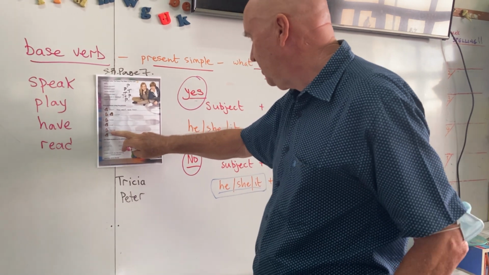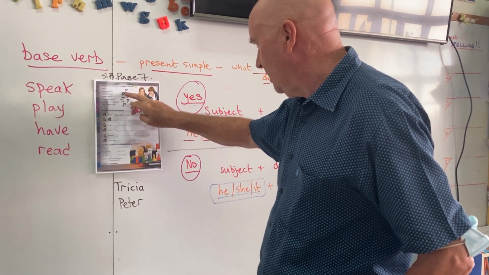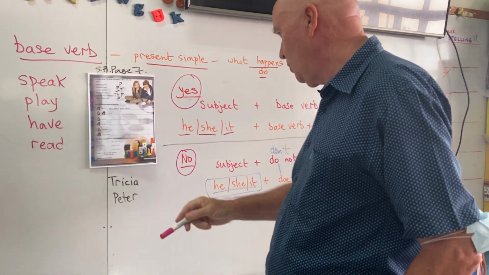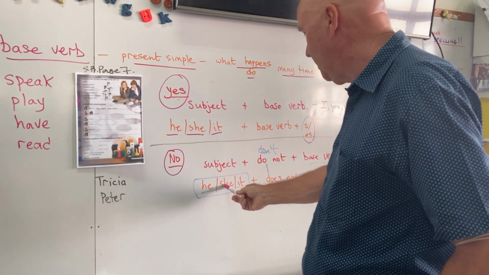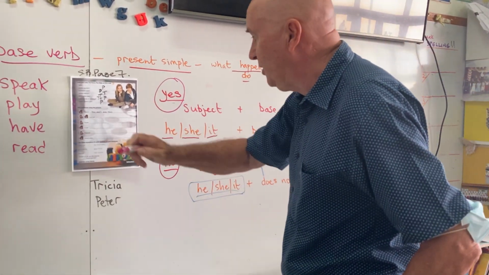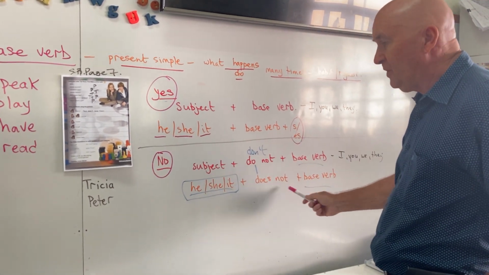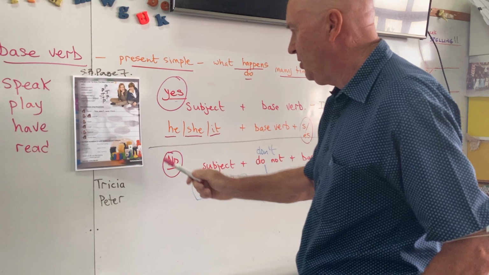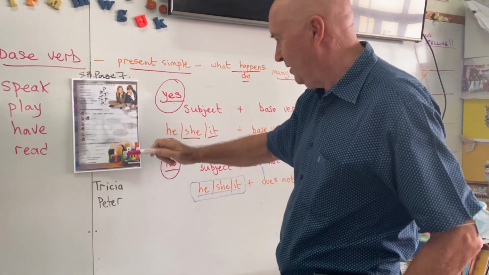Next one, Spanish. Spanish and Tricia. Answer is no. So, who are we talking about? Tricia, she. We're going to say no, does not. And then the verb to go with Spanish. Tricia does not speak. So we just use the base verb. Tricia does not speak Spanish. It's the same as number one, isn't it, really?